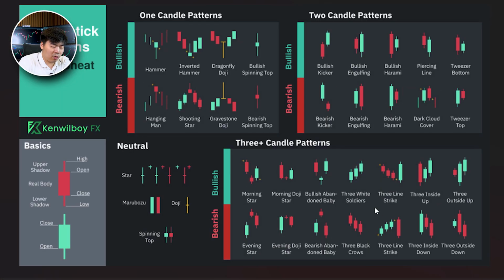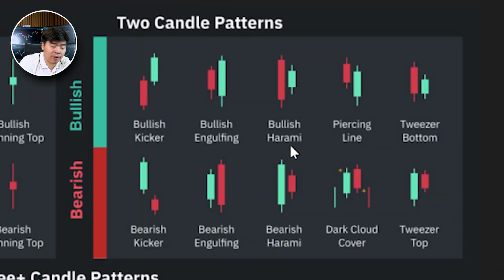So let me go back again. Which candlestick is the most important? You don't need to memorize everything. What I like for candlestick patterns normally is the engulfing. This is a very important candlestick in the two-candlestick patterns here. Engulfing: bullish engulfing and bearish engulfing.